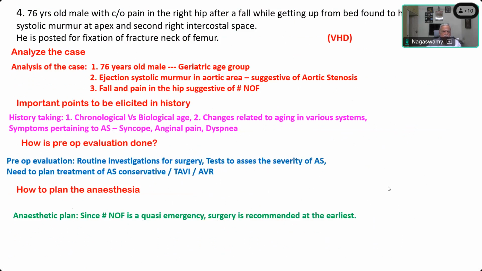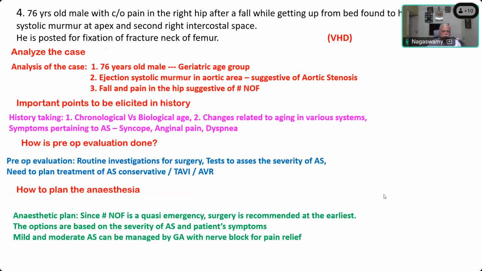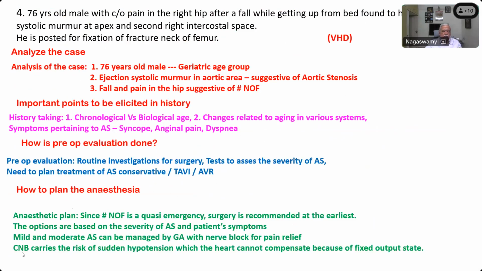So surgery is required at the earliest. The options are based on the severity of AS and patient symptoms. So mild to moderate AS may be managed by GA with a nerve block for pain relief. Whereas central neuraxial blockade carries the risk of sudden hypotension, which the heart cannot compensate because of the fixed output state. Okay. So the examiners will try to lead you and make you commit.